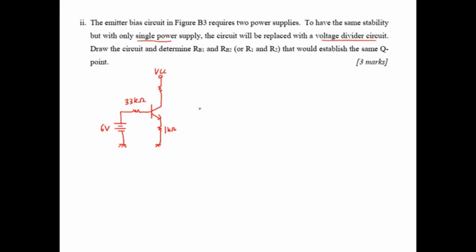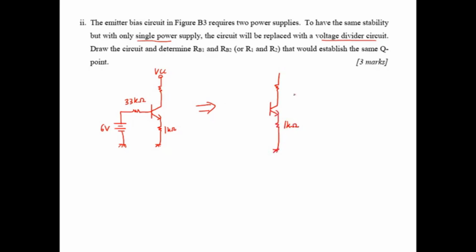Okay, so we want to replace it with the voltage divider. How the voltage divider looks is, instead of having this configuration at the base, we will have a single supply, and the supply is equal to VCC. So say I put the voltage divider circuit.